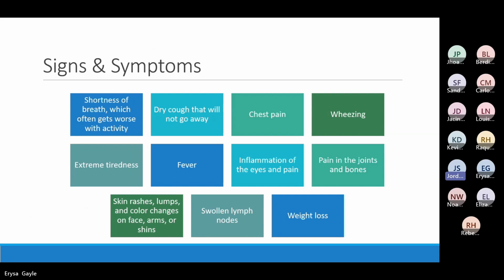So, a couple of signs and symptoms that you can see are shortness of breath, which gets worse with activity, a dry cough that will not go away. You can have chest pain, wheezing, extreme tiredness, fever, inflammation of the eyes, and pain, as Arissa showed you earlier with the granulomas in the eyes, pain in the joints and bones. You can get skin rashes, lumps, color changes, swollen lymph nodes, and weight loss.